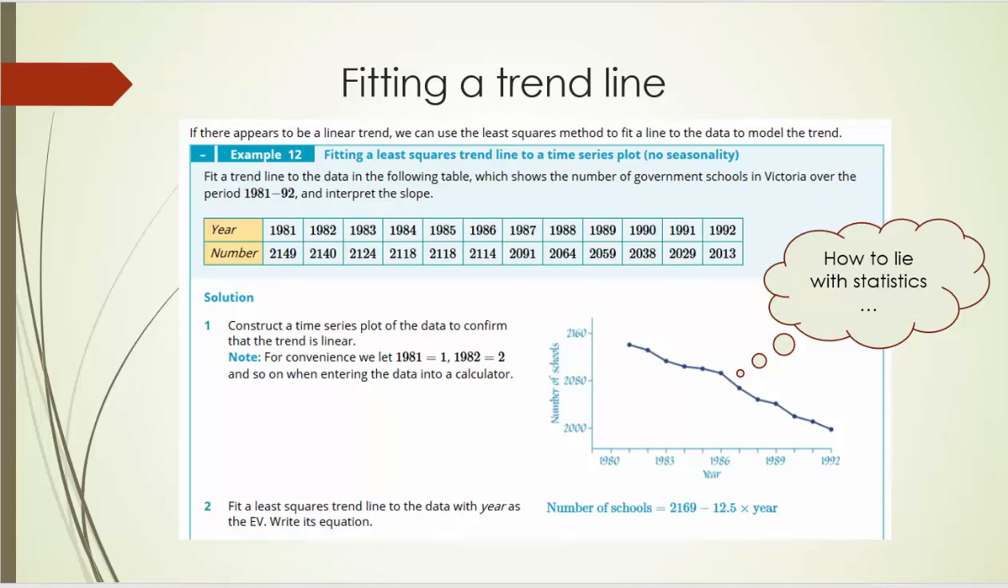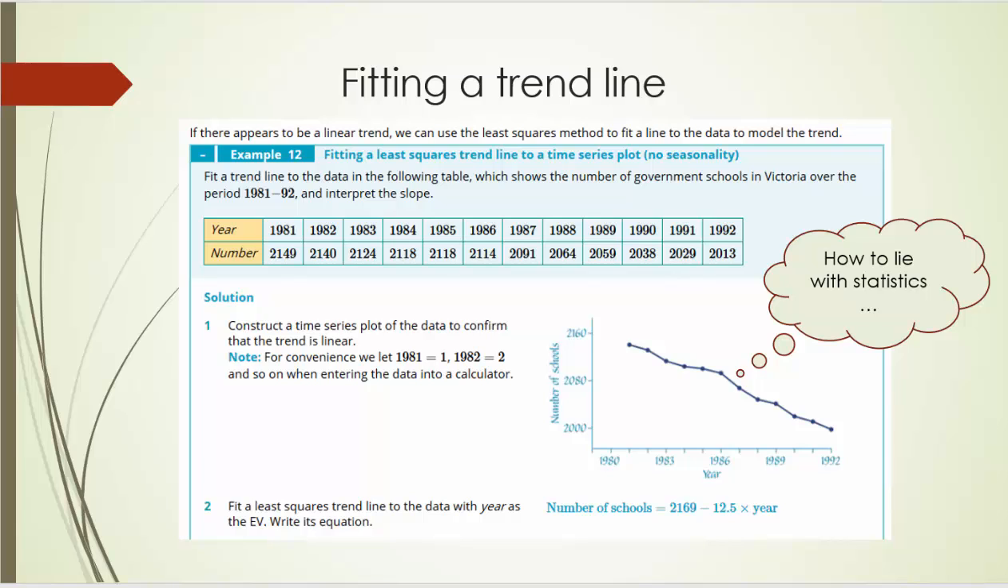So here is some data. It hasn't got any seasonality in it, it's just year by year. It hasn't been deseasonalized is what I mean by that. So we've got number of government schools in Victoria over a 12-year period. What we want is a gradient and an intercept of the line of best fit, or the least squares trend line, as we prefer to call it. And then we will want to make a prediction for the future.